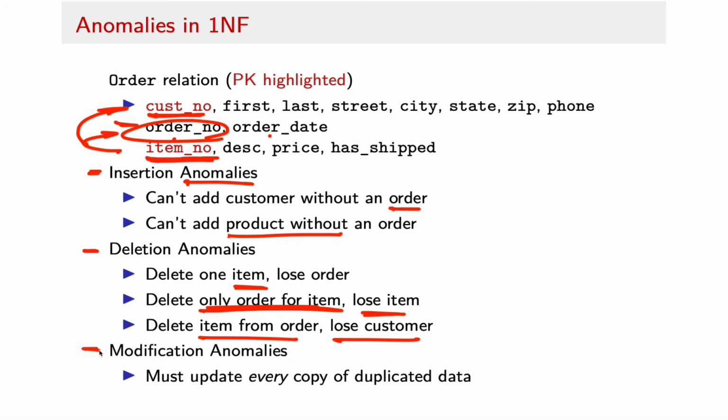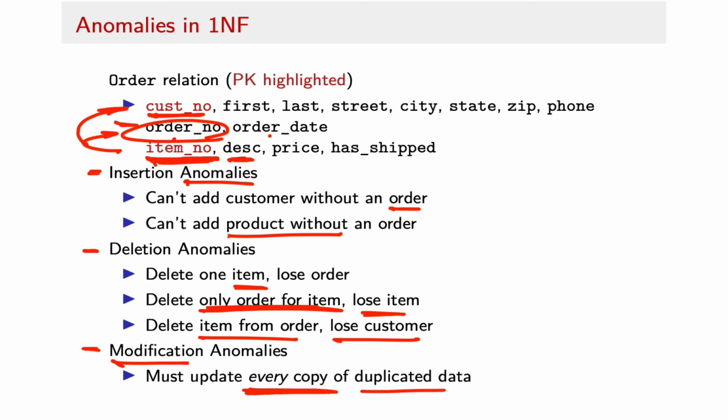We also have some modification anomalies. So for example, we're storing the item number along with the description of that item. And because all of these fields are part of each row in the order table, anytime we have that particular item, we're also going to have to put in the description. So we don't have a separate place to store the item and its description that allows us to only store it one time. We're storing the description every time we have a specific item in the order table, so we're going to duplicate that description. So now if we want to make some changes to the description of an item, for example, we've got to go through that whole table and find every copy of that duplicated description and update it accordingly.